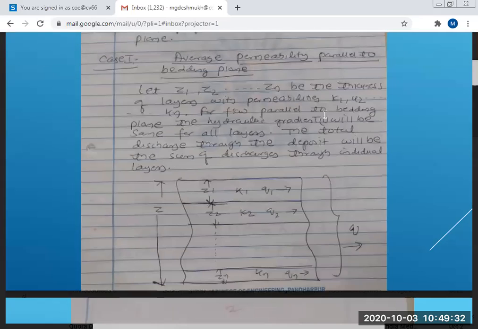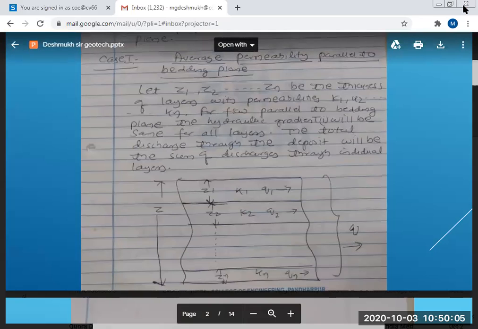Let Z1, Z2 up to Zn be the thicknesses of the different layers. The permeability of each layer is K1, K2, K3, K4 up to Kn, and these are parallel to each other. The flow is parallel to the direction of the bedding plane. So now what is the concept you have to take first? The total discharge is equal to the sum of the discharge of all the stratified elements. I think till now everything is clear.